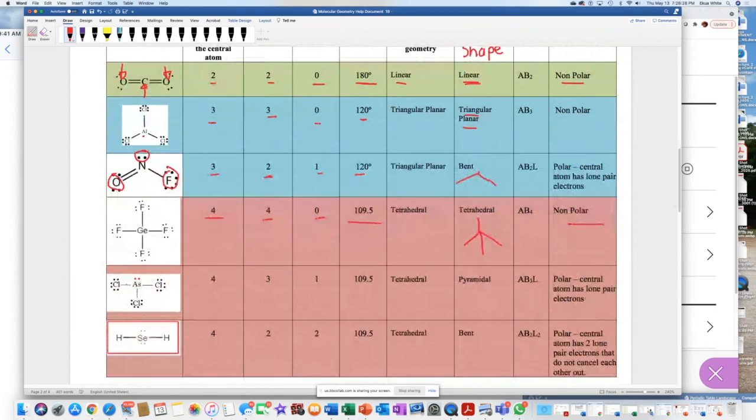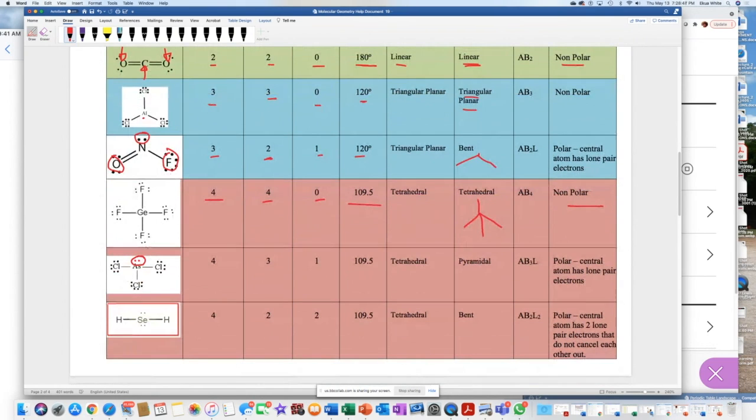So go through this table and figure out the different combinations. This one here is polar. Why is it polar? Not because the surrounding groups are different. They're all alike, but there's a lone pair right here. Same thing with this. 2 lone pairs is polar. So go through this right here and you see the different bond angles and how the names change.